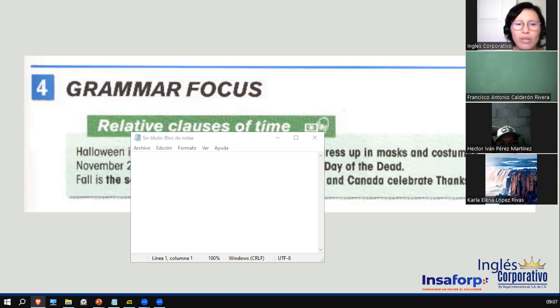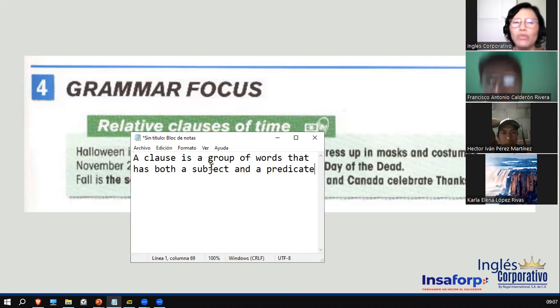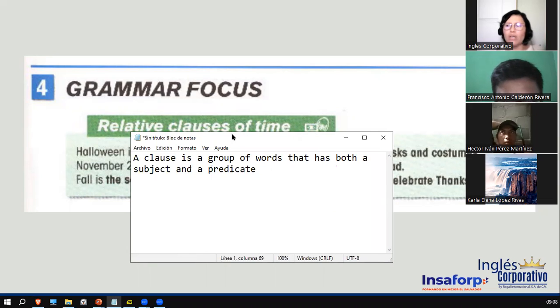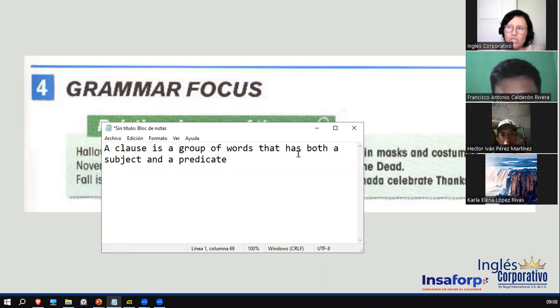Now, a clause, right, in this case, it's going to be a sentence or a group of words, but it's a group of words that has both a subject and a predicate, ¿verdad? Eso es una cláusula, okay? And sometimes we're going to have complete clauses, and sometimes we're going to have thoughts, pensamiento o idea completa o incompleta. Okay, entonces primero definamos, ¿verdad? What is a clause? So a clause is a group of words that has both a subject and a predicate, ¿verdad? Generalmente va a llevar un sujeto y un predicado. Eso es una cláusula. Okay.